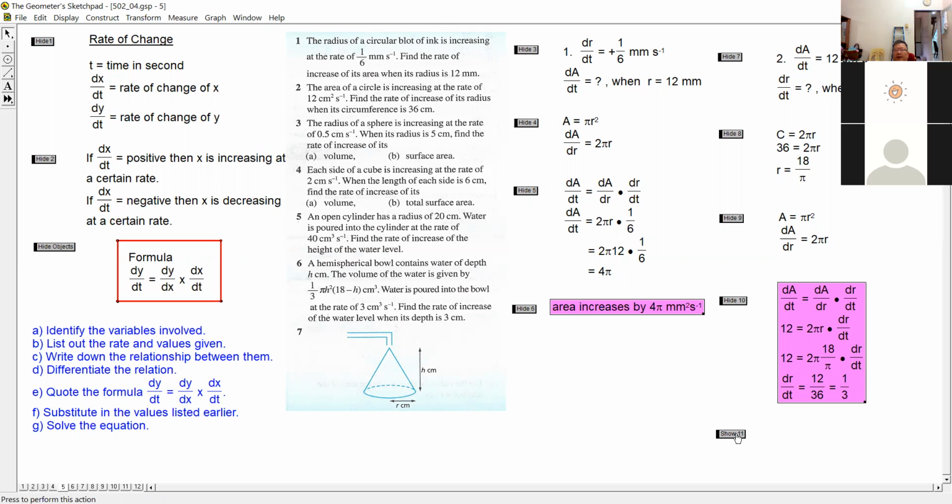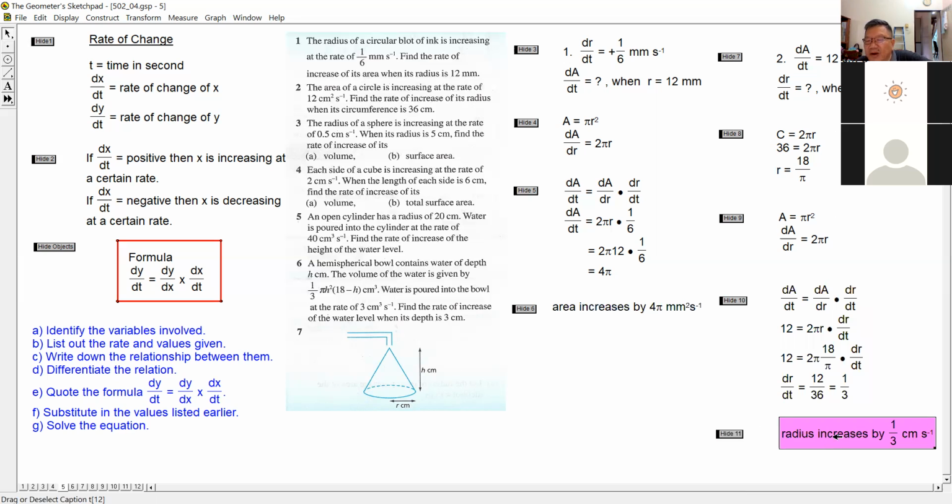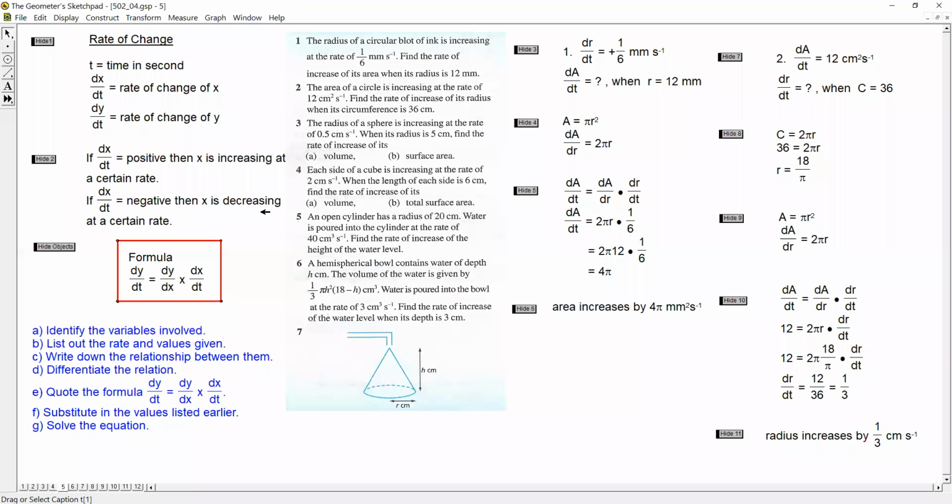Increasing by 1 over 3. What is the rate of change of its radius? Correct. The rate of change of radius is increasing by 1 over 3 centimeter per second, right? So the radius increases by 1/3 centimeter per second. So far, any questions? Any question?